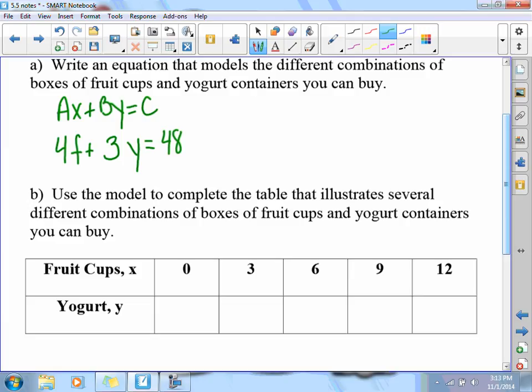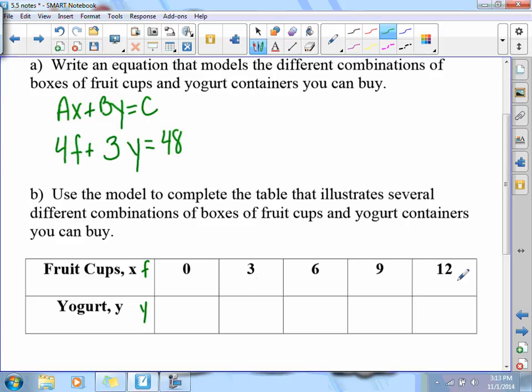Okay, so if you didn't want to call the fruit cups X, you could call them F, and the yogurt we were calling Y. Okay, and they've already told you how many fruit cups you're buying. Apparently you're buying them in groups of 3. Maybe it's like a sale, buy 3 and you get a discount or something like that. So you're buying 0, then 3, then 6, then 9, then 12.